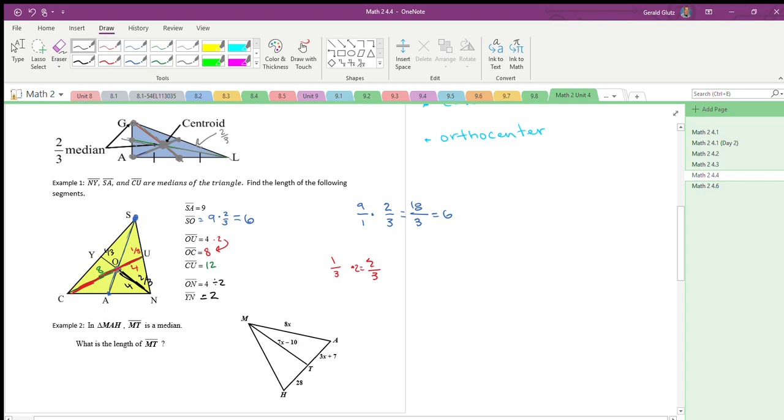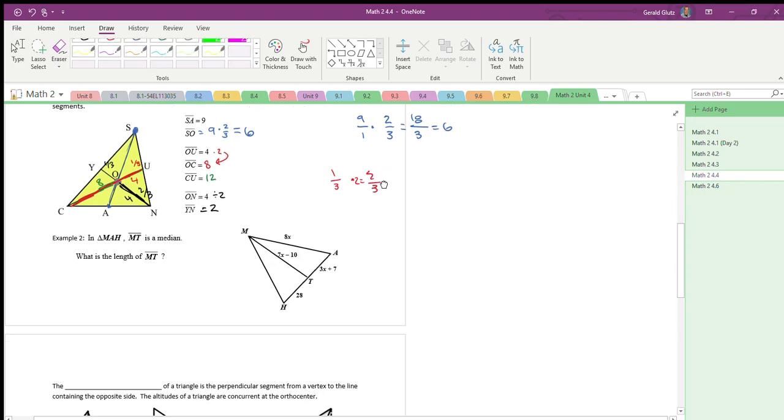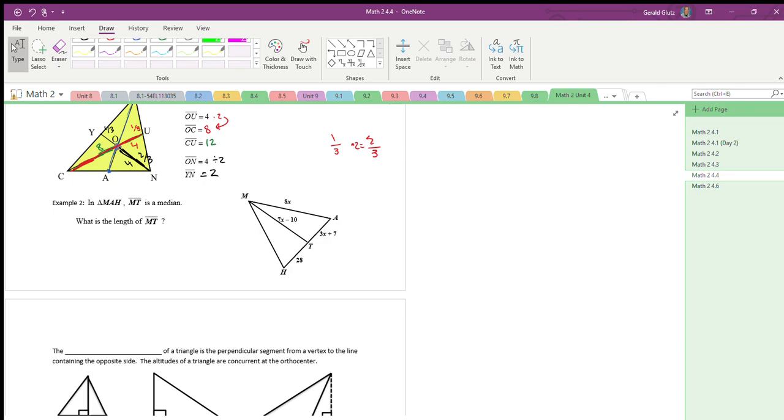So in example 2, in triangle MAH, MT is a median. What is the length of MT? So if MT is a median, that means it goes from the vertex down to the midpoint. So if T is a midpoint, what do we know about this length and this length? Well, those have to be congruent. If those two are congruent, then I know that 3x plus 7 has to be equal to 28. So I could just solve for x.